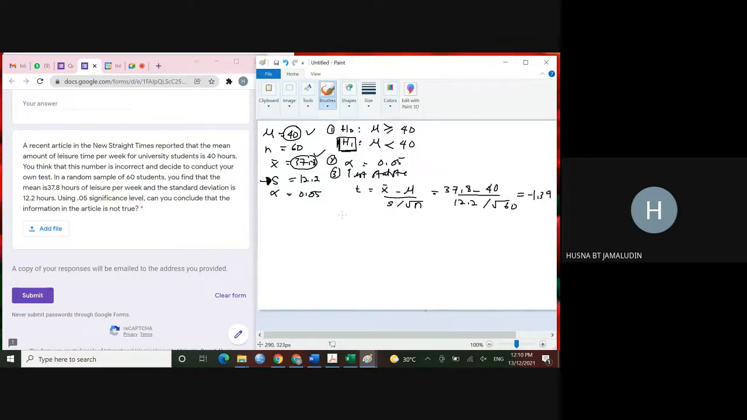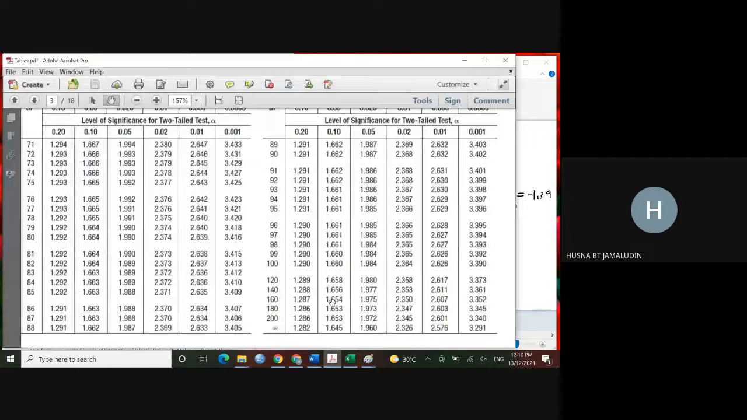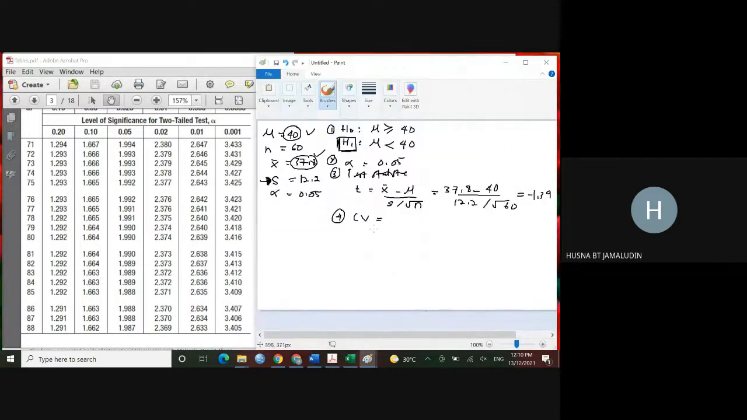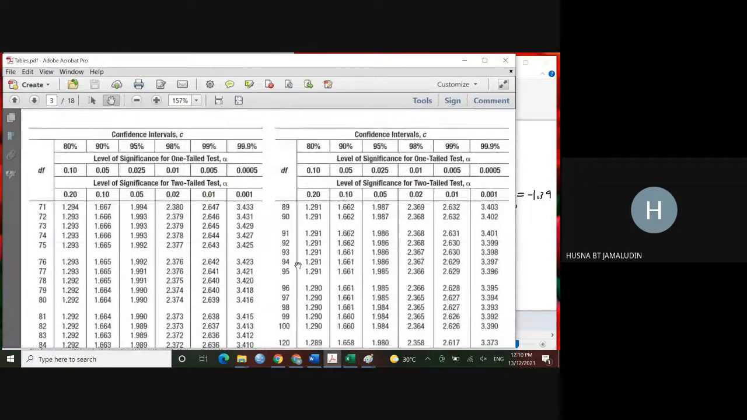And then what else? Next step, number 4, you have to write your CV, right? Now how should we do? So let me go to the T table, because if I didn't emphasize it, when you go to the next chapter, you will forget how to find the CV and how to write the hypothesis. So it's better to go slowly in this chapter. So how to find the CV? Go to Z table or T table? T table. And then I am in the T table.